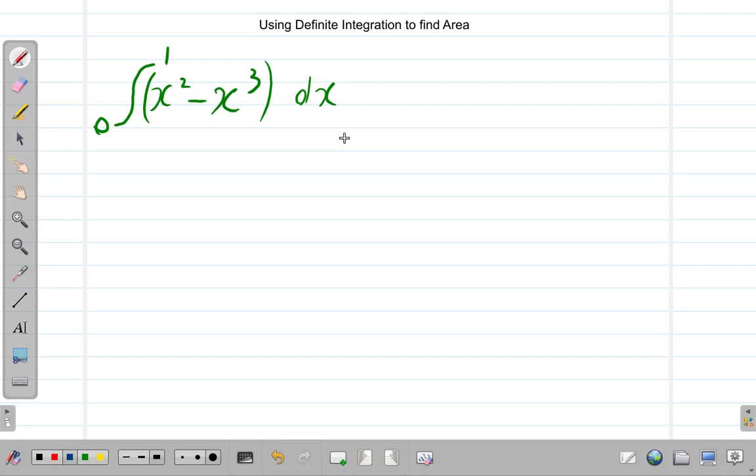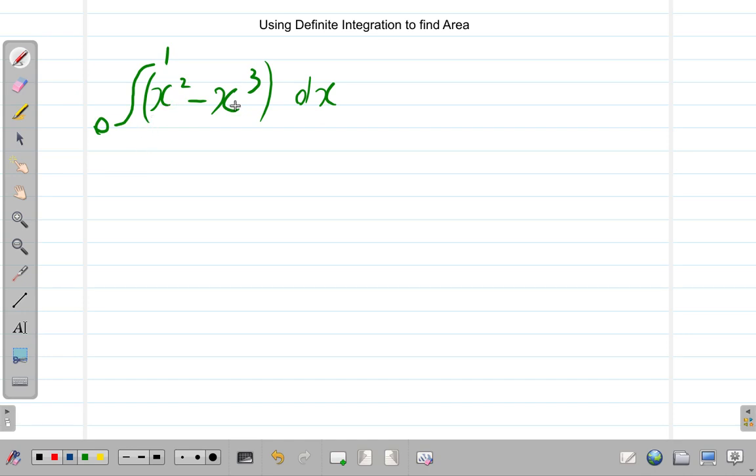Let us complete this integration. The integral from 0 to 1 of x squared minus x cubed dx. What will this give us? First of all, you could separate them or you could do it all at once. Let's look at both situations.